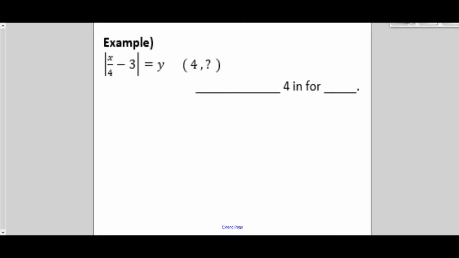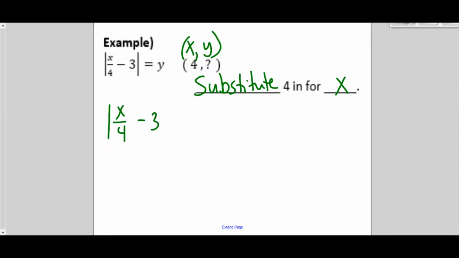Next example, we're substituting values in. So remember, they give you an ordered pair, x comma y. So I have the absolute value of x divided by 4 minus 3 equals y. This time I'm given an x value, so we're going to substitute 4 in for x. So this will be the absolute value of x divided by 4 minus 3 equals y, so 4 divided by 4 minus 3 equals y.